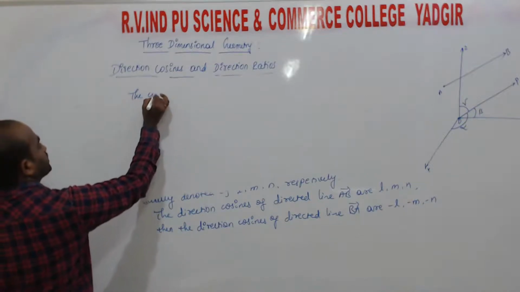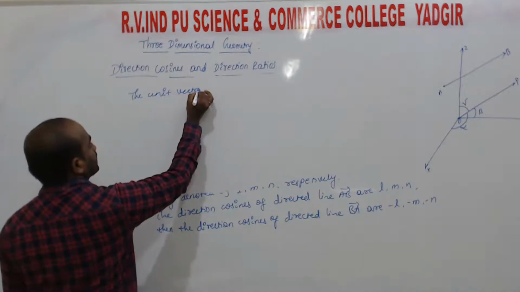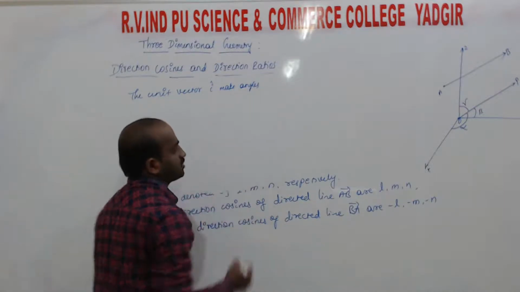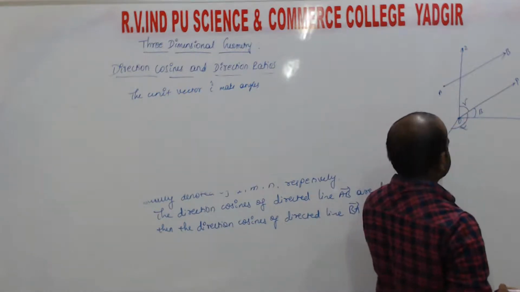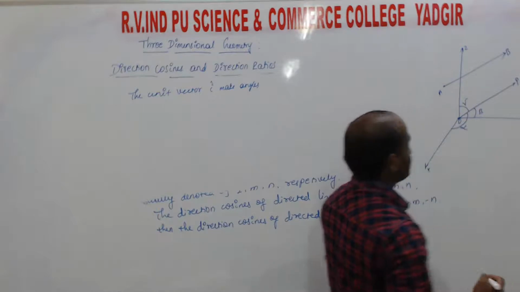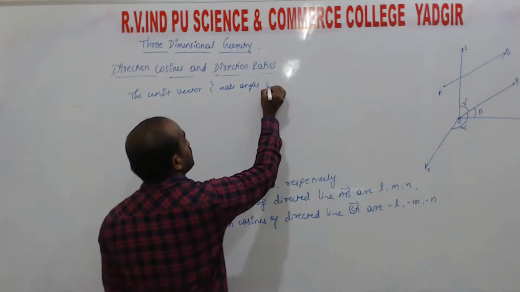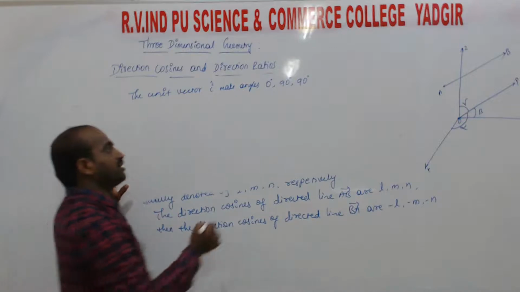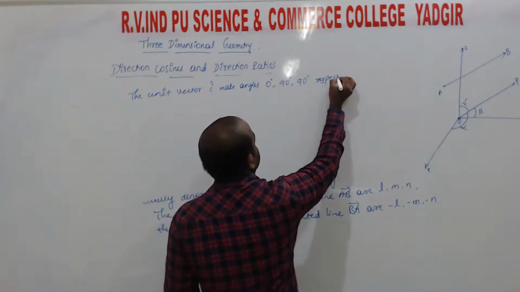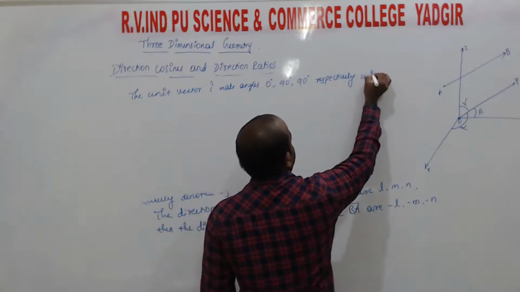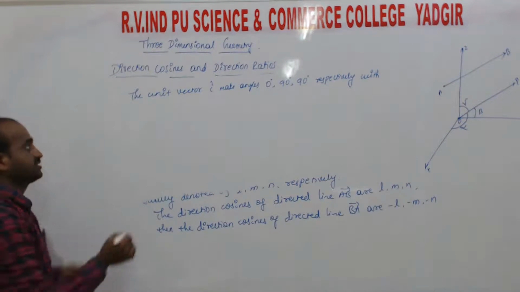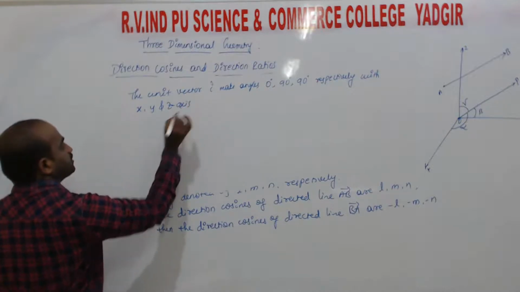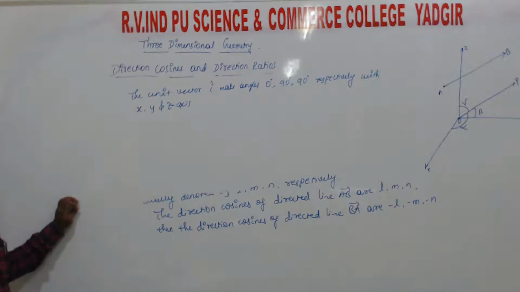Next, the unit vector i cap makes angles 0, 90, 90 respectively with the x-axis, y-axis and z-axis. The first is 0, the others are perpendicular.